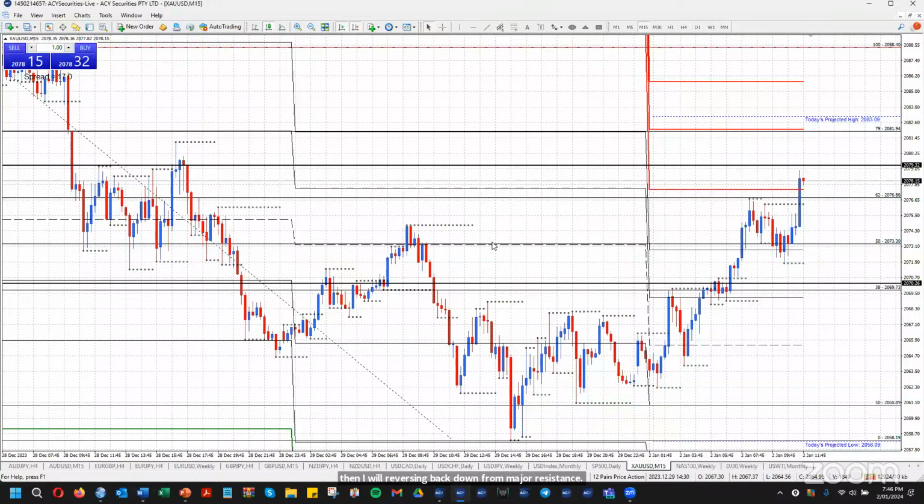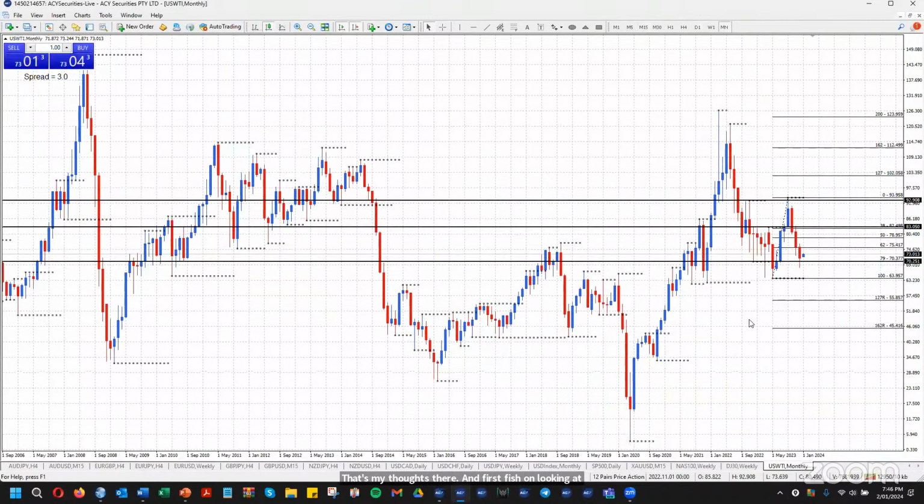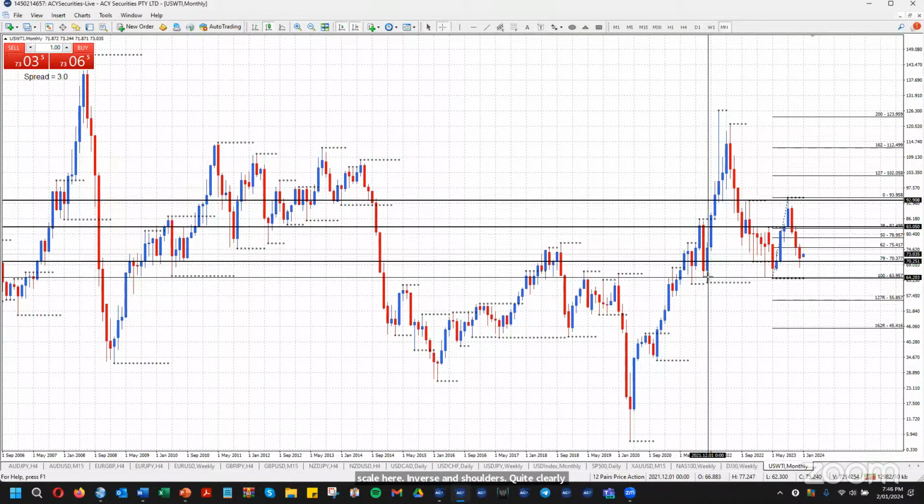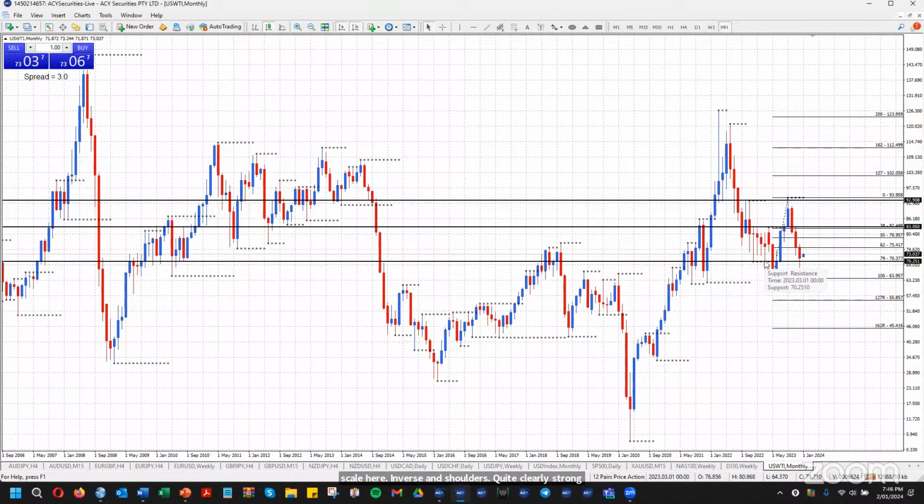And we'll finish on looking at oil. As you always look at oil, so we'll look at that. Looks a bit similar to the dollar index on the monthly scale here. Are we inverse head and shoulders? It's quite clearly strong support down through here. So 70.25 is support.